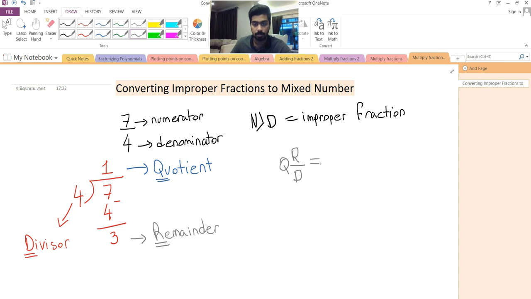So let us use that on this question. What is the quotient? The quotient is 1, so we will put 1 right here. What is the remainder? The remainder is 3, so we will put 3 on the top. And what is the divisor? The divisor is 4, so we put 4 on the bottom. So 7 over 4 has been converted to 1 3/4, or in other words, 1 and 3 over 4.